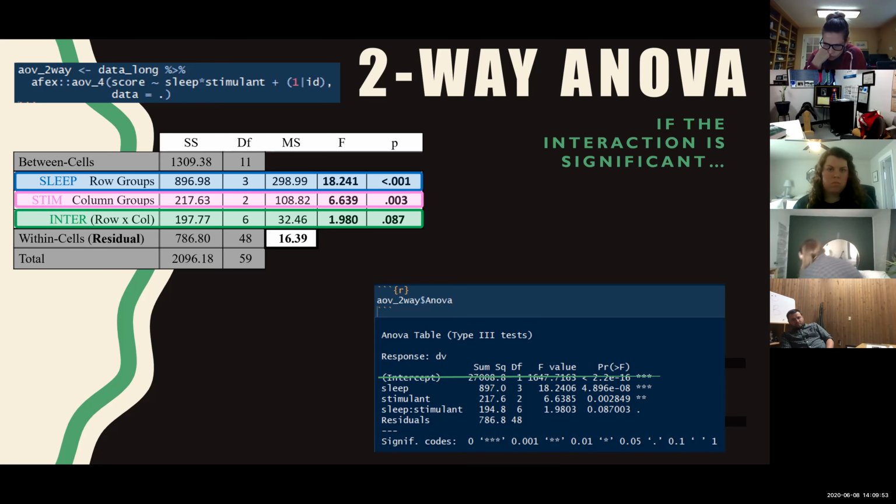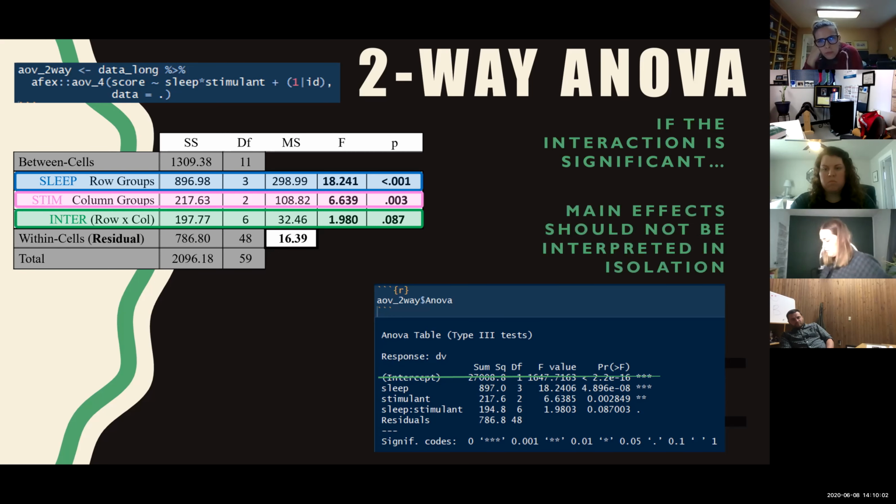Okay. But here in the green lettering, I said, if the interaction was significant, if. It's not, but let's pretend like it was, then you should not generally interpret the main effects in isolation. If you have an interaction, that means the effect of one of the variables depends on the other variable. And so you shouldn't look at one variable alone. That's the rule with interactions. You have an interaction, they're a partner. You can't look at one without considering the other.